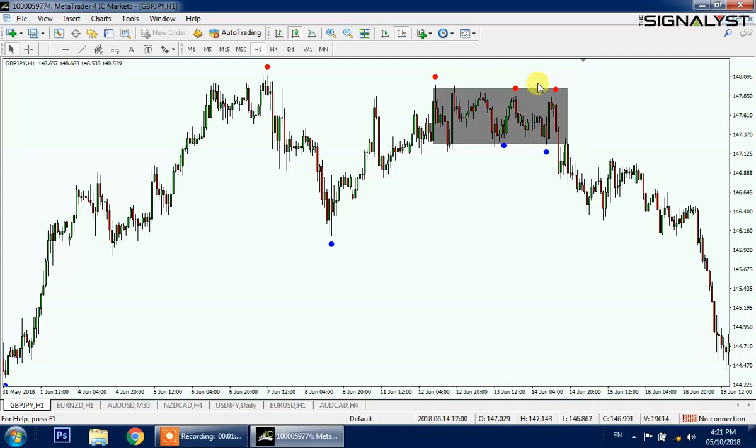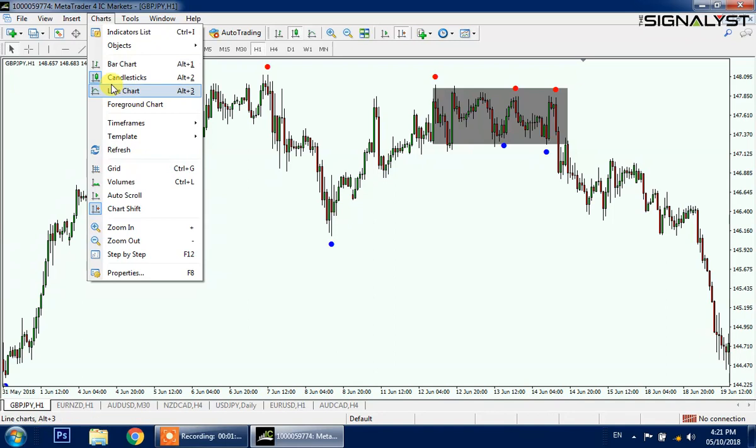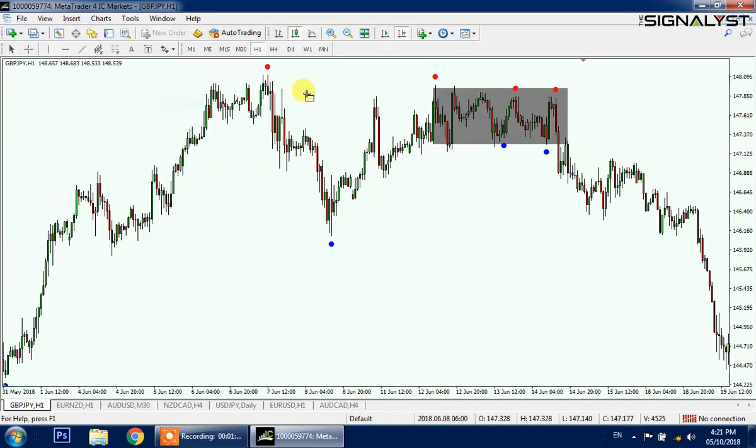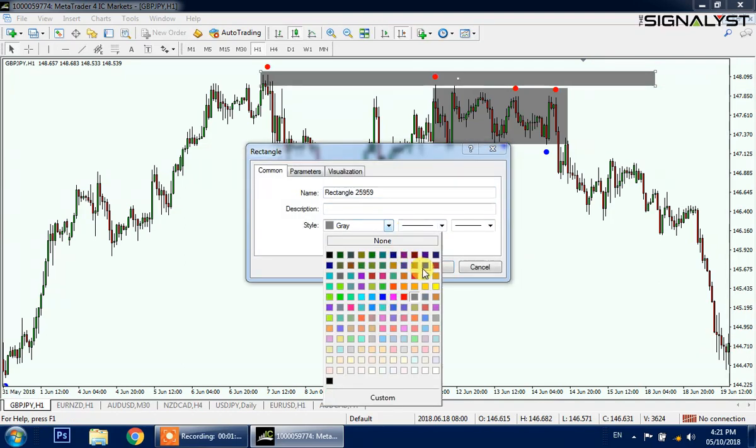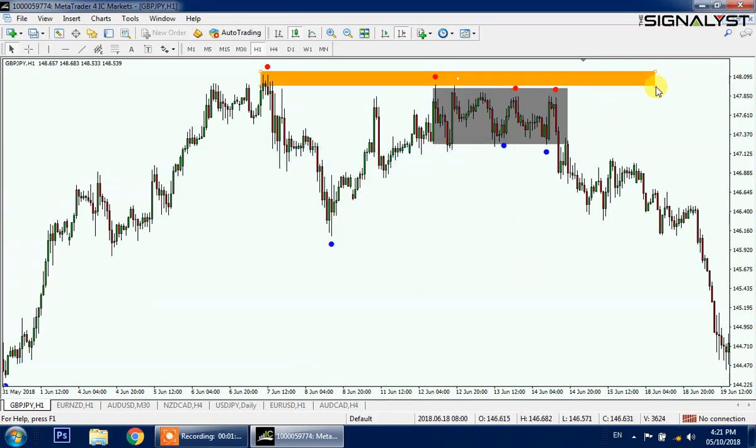We don't trade the exact zone, we just look left and identify a major swing. For example, here is our major swing for the upper swing. We will draw a zone on it. Let's make it in orange. And here is our lower major swing. And we wait for a break on either side.